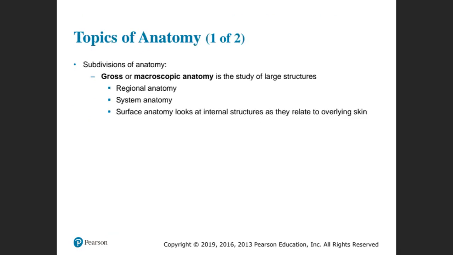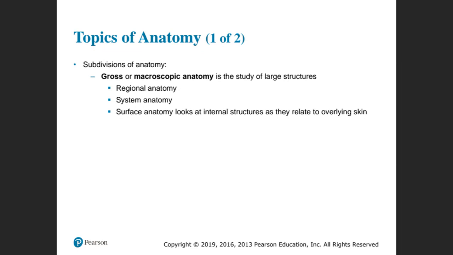So there are some different ways to study anatomy. We can do it in different ways throughout the semester, including gross anatomy, where we look at images of larger structures. Gross anatomy is the study of these structures with the unassisted or unaided eye, meaning you don't have to use a microscope. We can also do this in specific areas of the body. So we can look at specific body regions, and that's called regional anatomy.